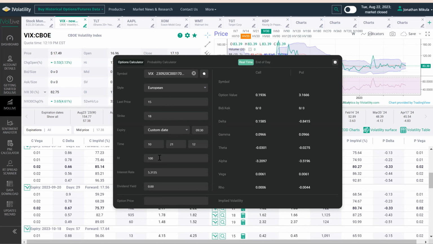You can change the implied volatility. You can even change interest rates and dividend yields if you so desire. So in that case, you'd be market maker, Fed chairman, and chairman of the board. So a lot of really cool things you could do here.